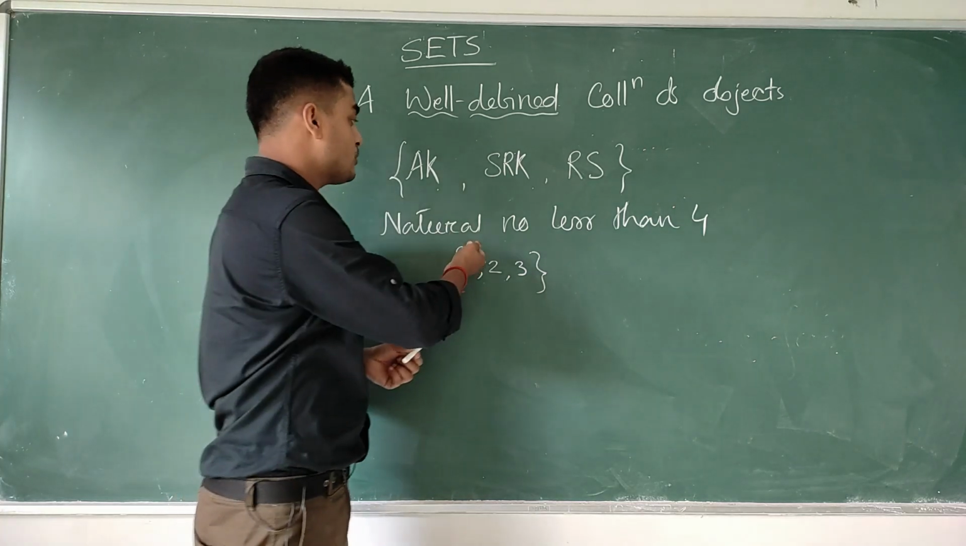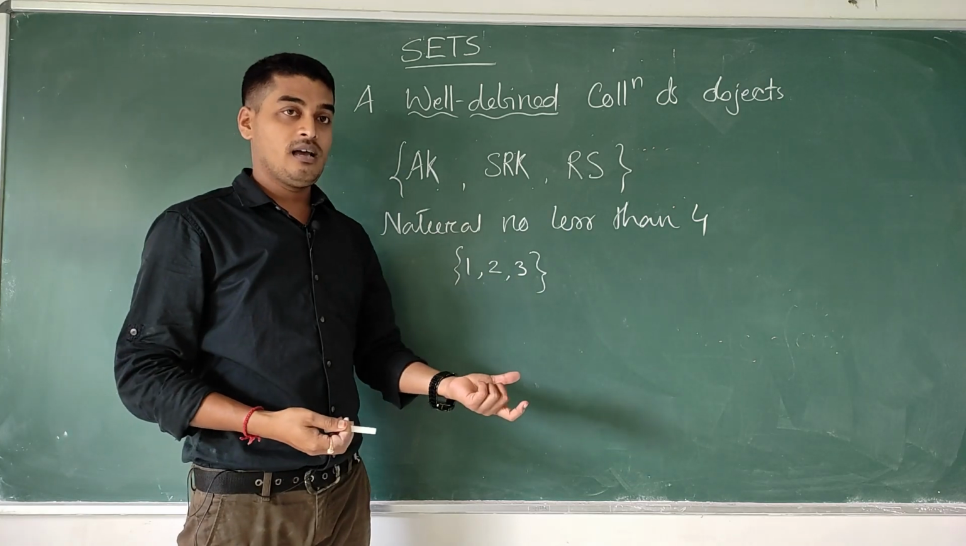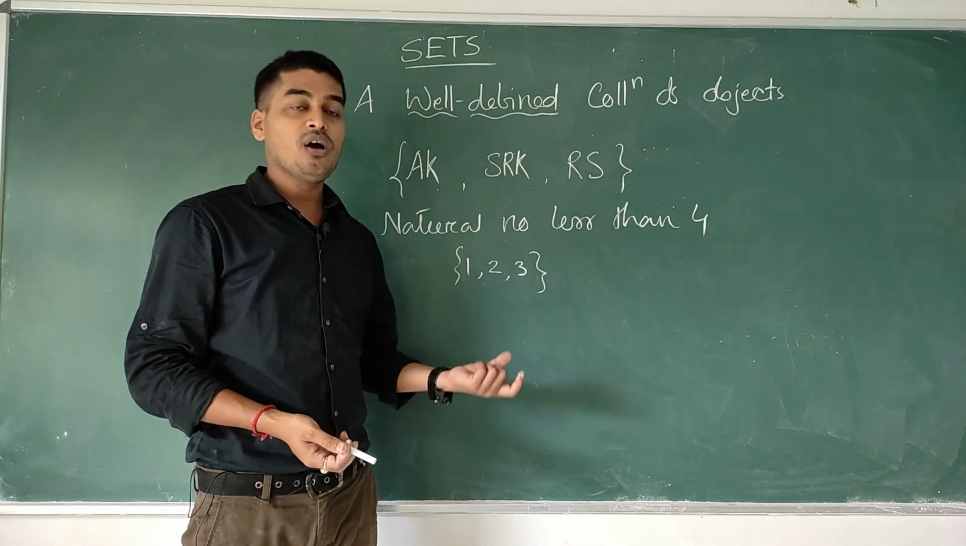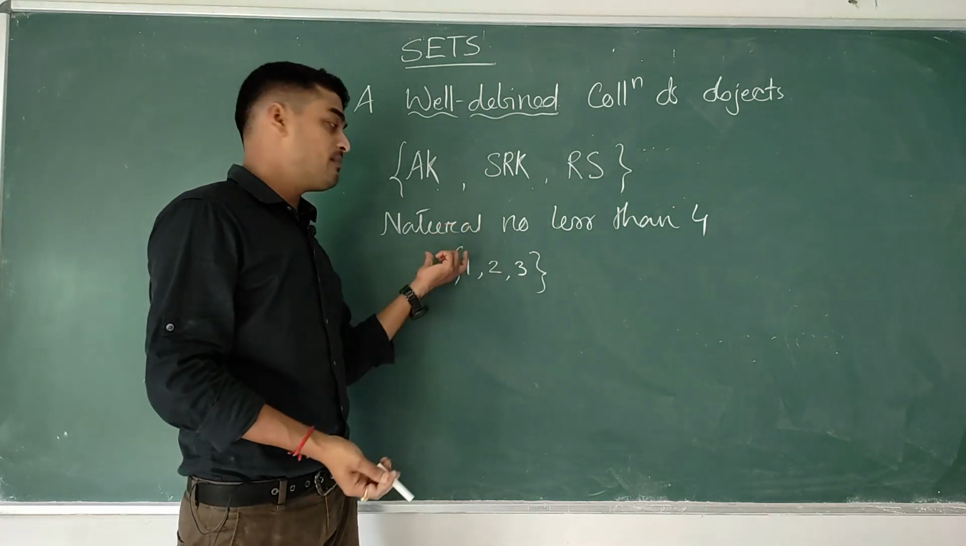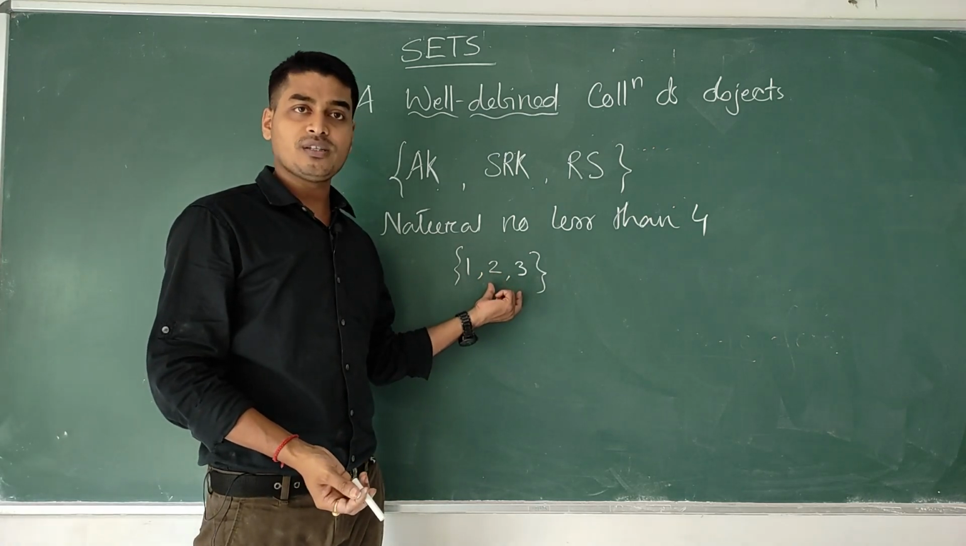If I ask this question, natural numbers less than 4, wherever I ask, in section A, in section B, in section C, or anywhere in the world, the answer will be the same. That means 1, 2, 3. That means this collection does not vary. The collection never varies.